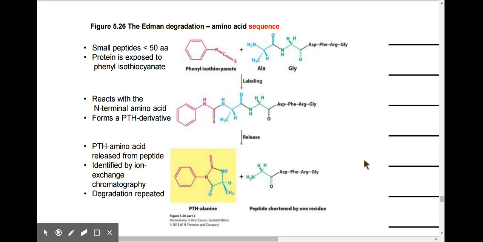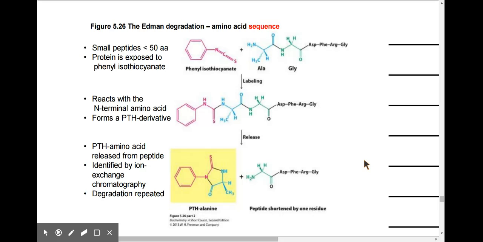And so we can use phenyl isothiocyanate. This carbon is going to bond to this nitrogen, forming a carbon-nitrogen bond that you see right here. And then these pi electrons are going to go back and attack that carbon on this carbonyl, forming a cyclic structure and breaking this peptide bond right here. Essentially what we do with Edman degradation sequencing is we break one amino acid after another off of the N-terminus.